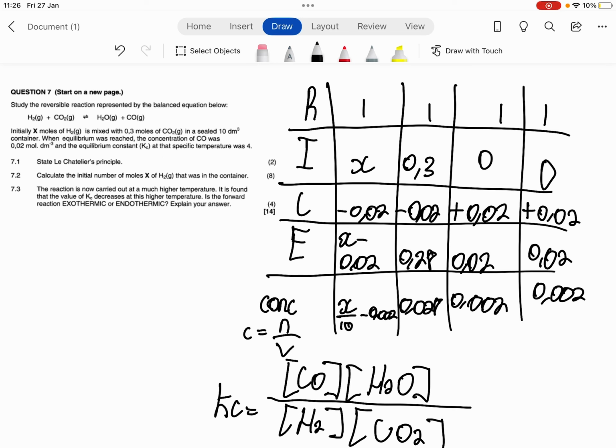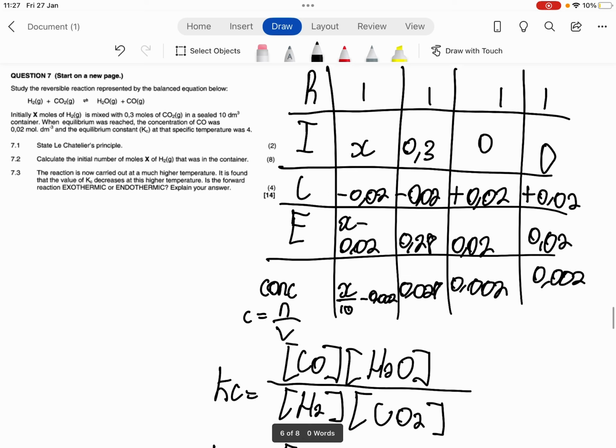The next question reads 7.3. The reaction is now carried out at a much higher temperature. It is found that the value of Kc decreases at this temperature. Is the forward reaction exothermic or endothermic? Explain your answer. Okay, so for this one here, quite a bit of theory is actually needed to answer this question.